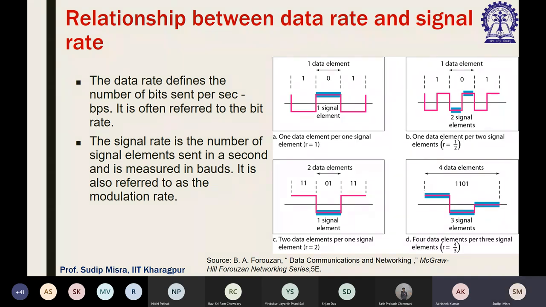Do you understand the difference? Data rate and signal rate are two different concepts, so you need to really understand this. If you are given a problem with the bit rate, you know that it is the data rate. But if you are given the baud rate, you need to understand that it is not the data rate, but the signal rate, the number of signal elements sent in a particular second. Okay, so with this background concept, let us move ahead.